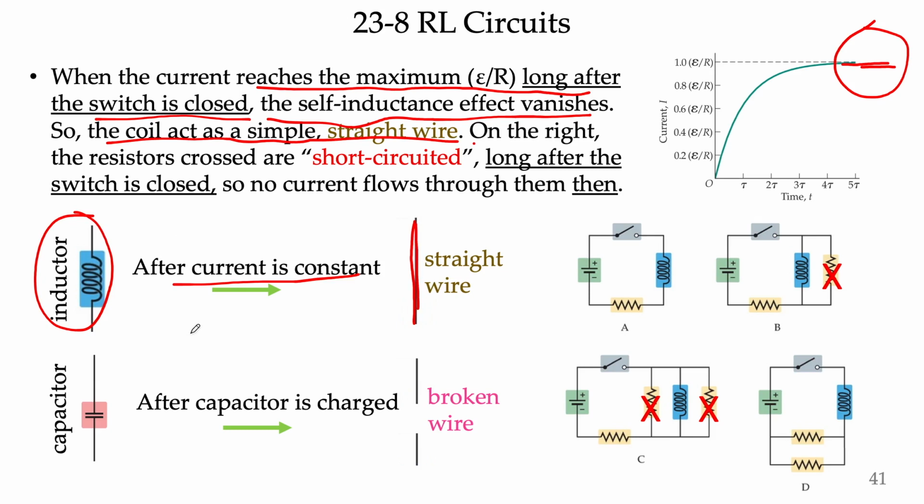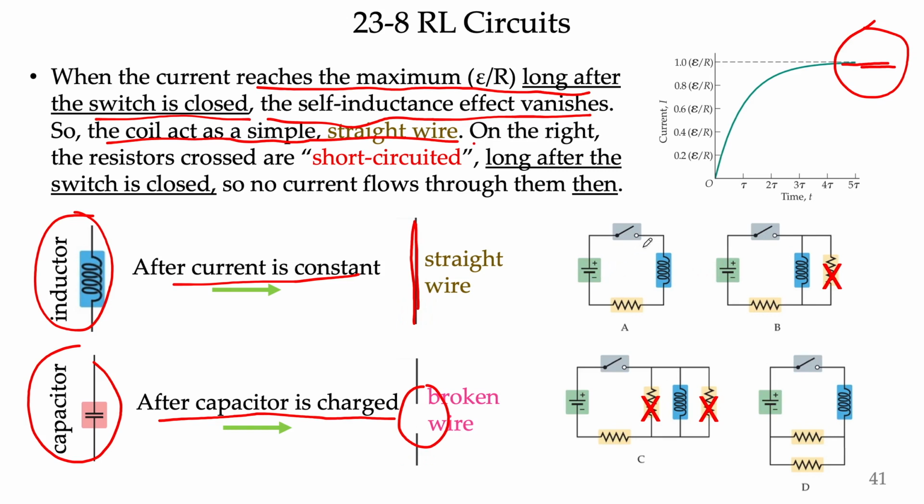Now, I want you to compare this with capacitors. If you remember, when the capacitor gets charged completely, it acted as a broken wire. If you connect the capacitor to a circuit, the current will pass through it as it charges, but when it's completely charged, the current stops, so it acts as a broken wire. Now look at these four circuits.